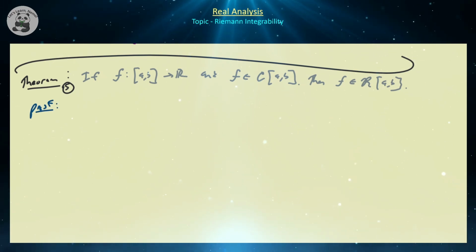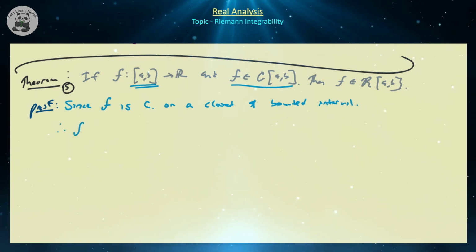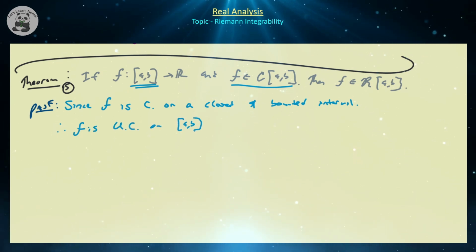It's a very strong statement, because we already know several things about continuous functions. So what do we know? Since f is continuous on a closed and bounded interval, that means that f is also uniformly continuous on [a, b], and we proved that a while ago. So what do we mean by uniformly continuous?